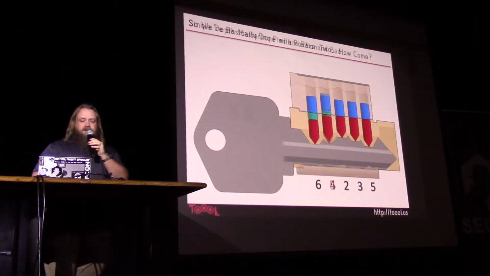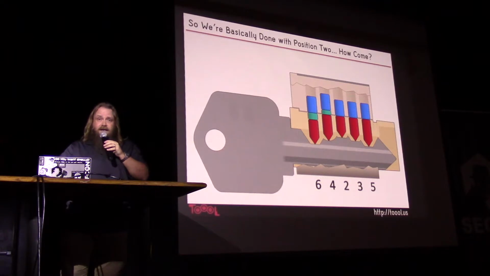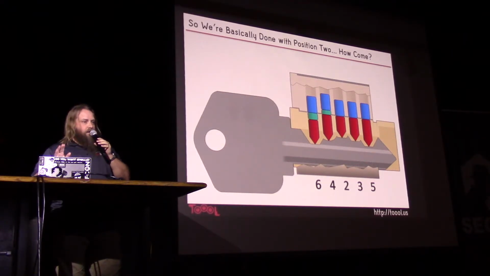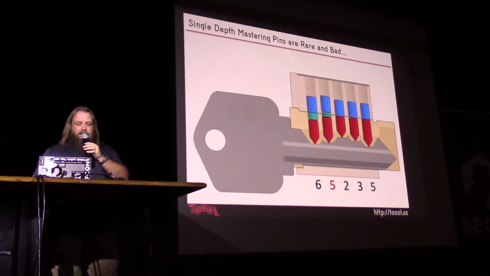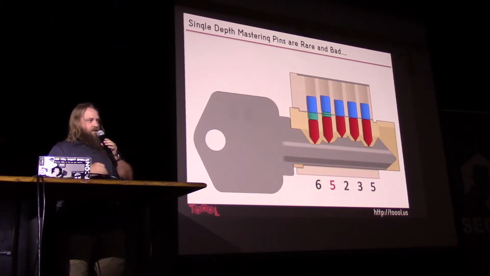So the reason that we don't need to check positions 5 and position 7 on that second pin is we do not create single bit depth master pins. If you try, they get rolled up, they jam your lock, so you will just never find that in the real world. So again, single depth mastering pins are exceptionally rare. They're bad. We just don't use them. So to speed things along, we can just skip those 2 positions.